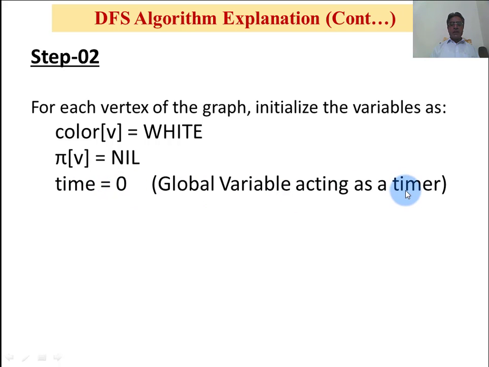This is a global variable acting as a timer. So in the main program, time is initialized to 0, and the sub algorithm will increment its value and assign the discovery time and the final time to different nodes.